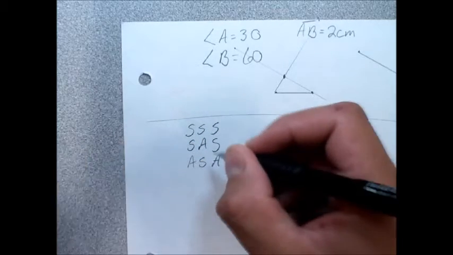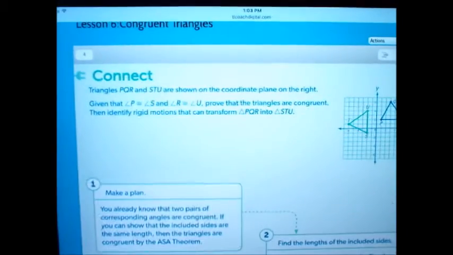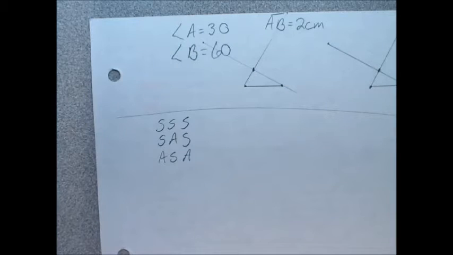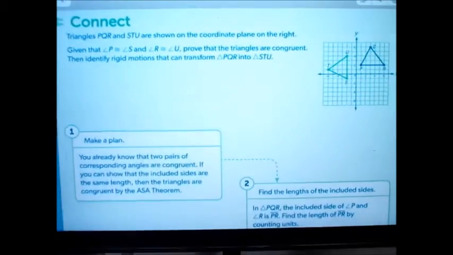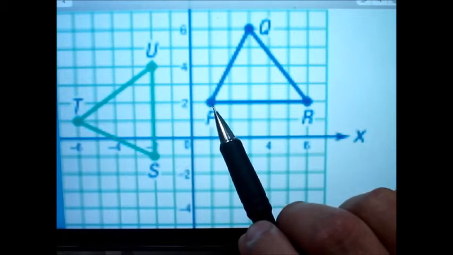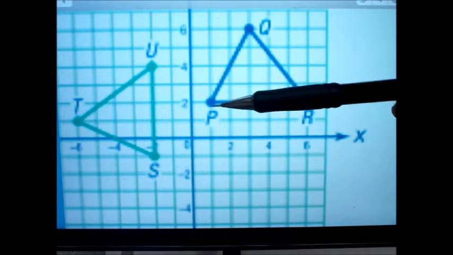There's already a pretty good winner for which one we're probably going to use. It gave us two sets of angles. So, which one has two sets of angles? Angle, side, angle. So that one's almost a guaranteed win. Let's see if we can do it using angle, side, angle. So, we talked about the two angles being P, R. So let's look at PR.